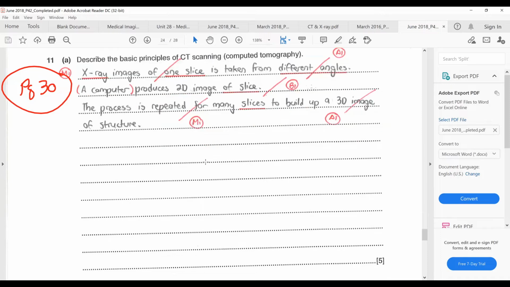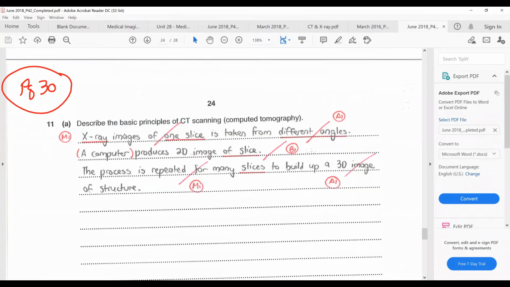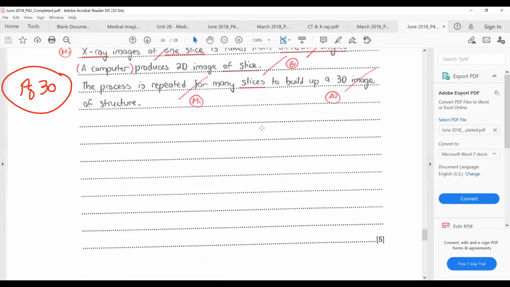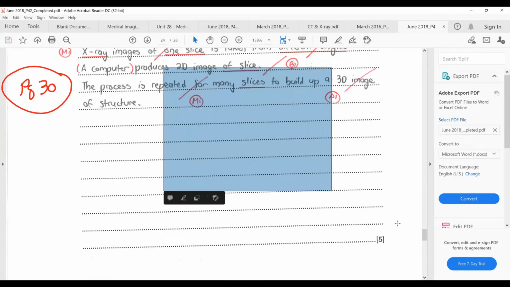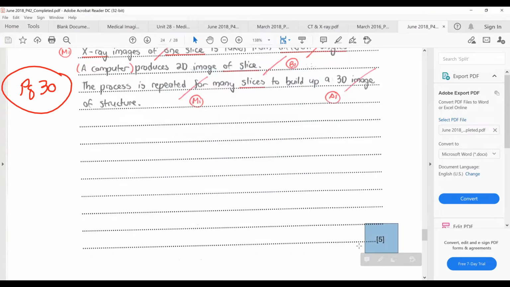Okay, now for the medical imaging chapter, you will often see a lot of times where the question asks you to describe how you produce an image using X-ray, how you produce an image using CT scan, how you produce an image using ultrasound, using MRI. It's like a mini essay question with quite a significant amount of marks allocated.